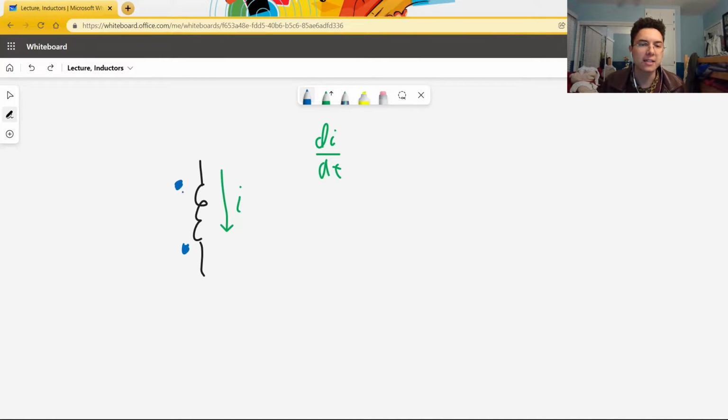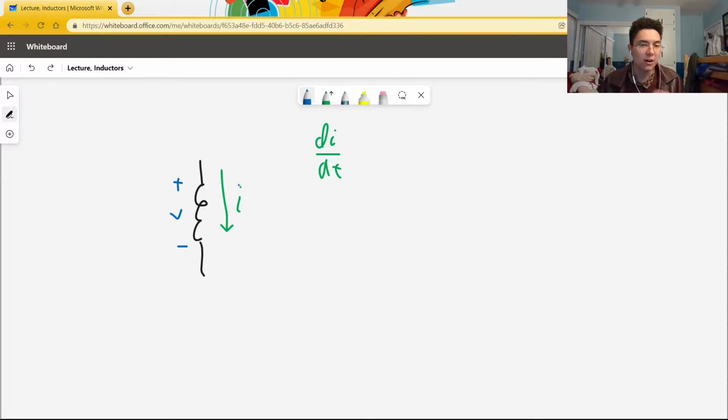We write that this top terminal is the positive terminal, and this bottom terminal is the negative terminal, and this is V. Note that this is a voltage drop. So if V is positive, that means that the voltage drops from the positive terminal to the negative terminal. If V is negative, that means the voltage rises from the positive terminal to the negative terminal.